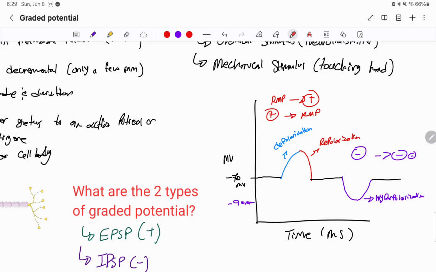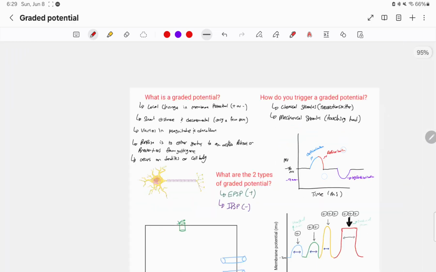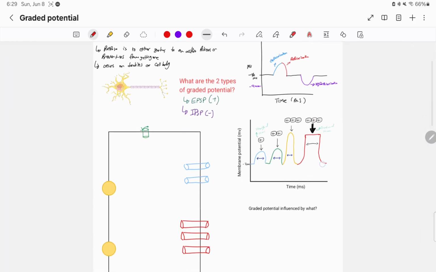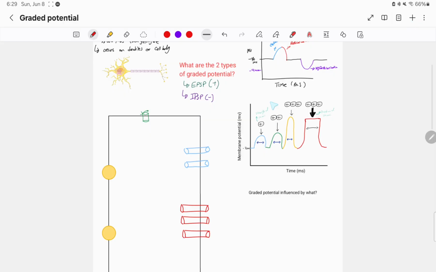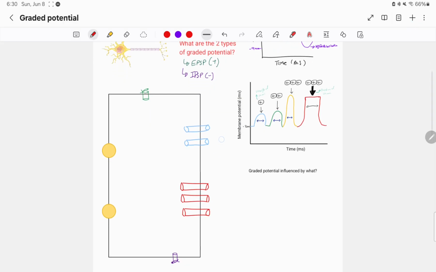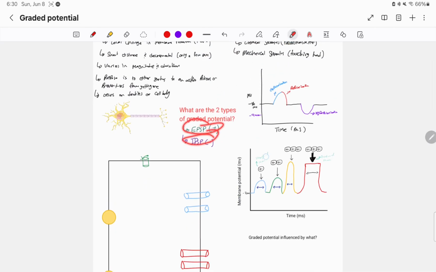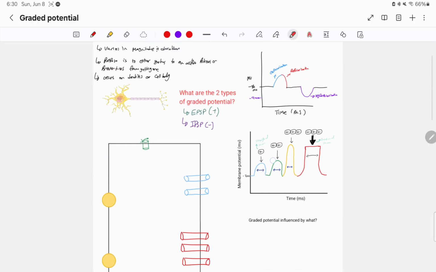Okay, so let's get rid of all this extra stuff here. Oops, let me get rid of this. This is the terminology that I wanted you to be familiar with. Now let's take an overview of what a graded potential can look like if it was an EPSP and an IPSP, and then we'll expand on it a little bit more on the next page.